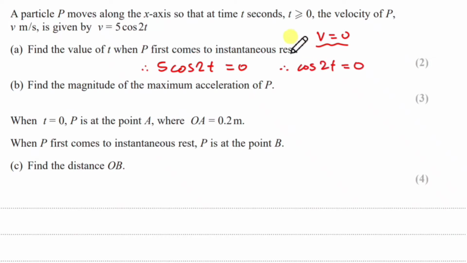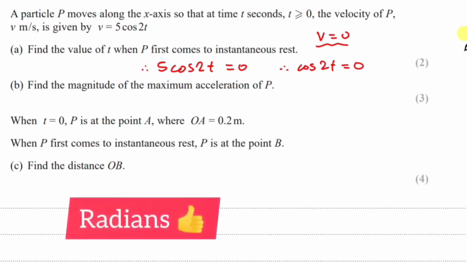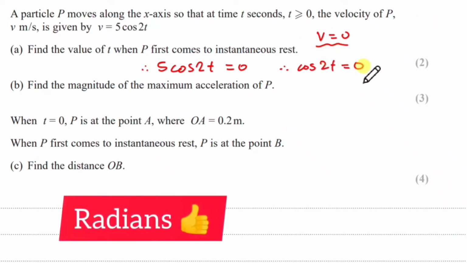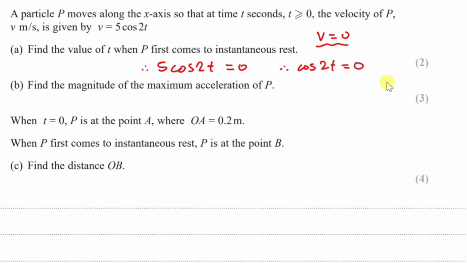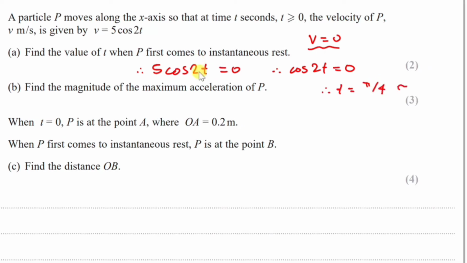My personal advice is to keep your calculator in radian mode. And now cos inverse this and then divide it by 2, you should get t equals pi over 4 in your calculator. That's roughly 0.785 seconds. So that's it. It basically goes to instantaneous rest in less than a second. That's how quick this particle is.